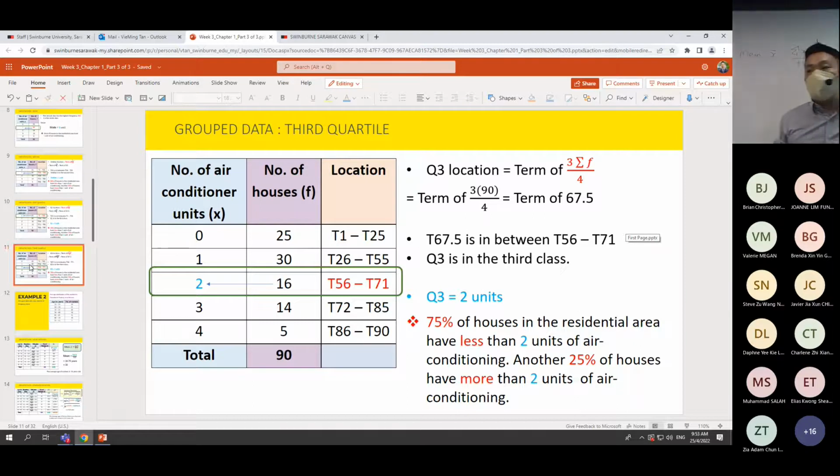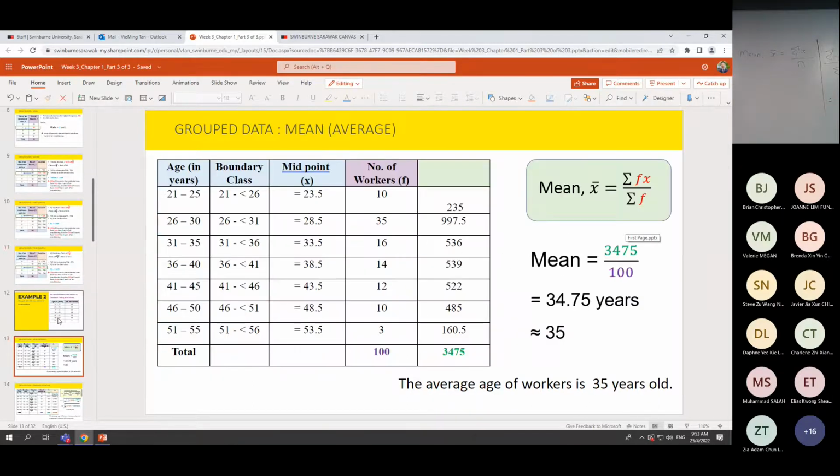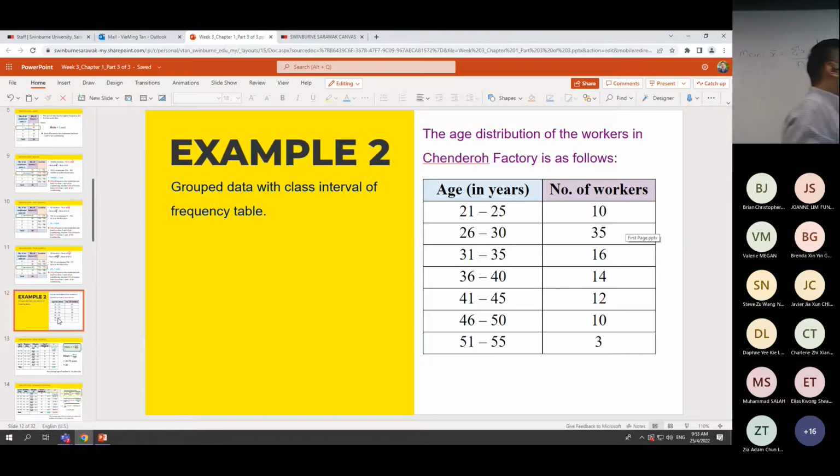What happens now if each class has more than one number? Then we call this type of frequency table the class interval frequency table. You may find that for each class we have 5 numbers. There are 5 numbers in each class now. This is also called group data, but the classes are given in the interval form now.